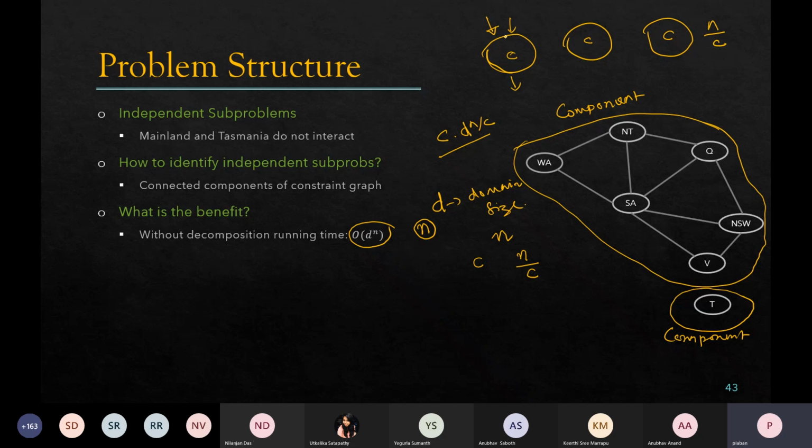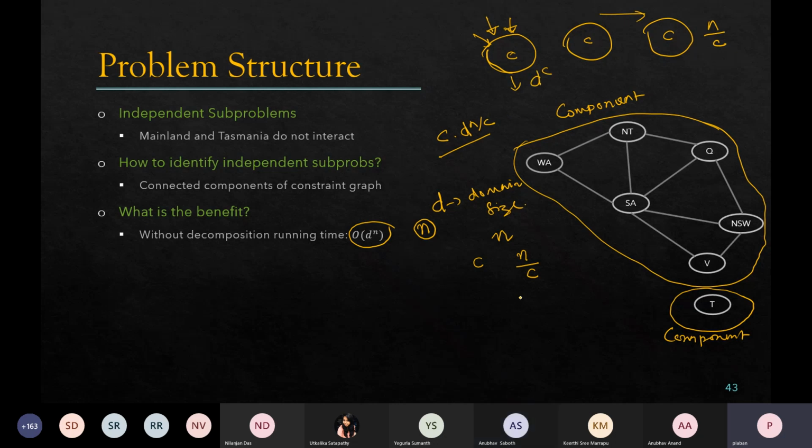No, just look at my question carefully. We have now divided the problem into subproblems, and each subproblem is of size c. That means it has c variables. Now, what is the running time to solve these problems? I don't care about how these problems are getting solved. D to the power c. D to the power c, right?